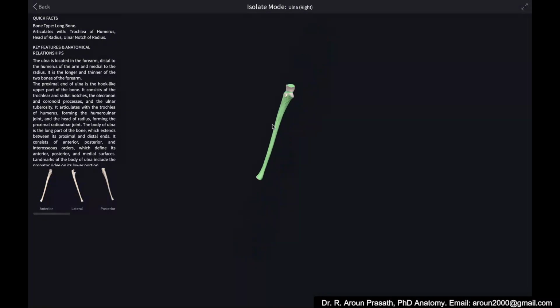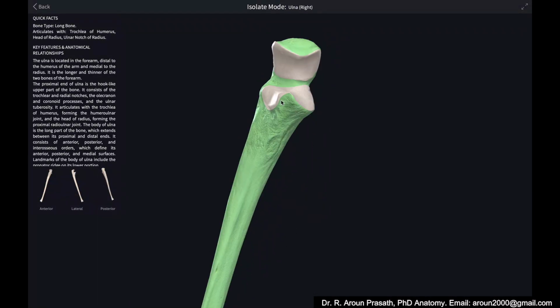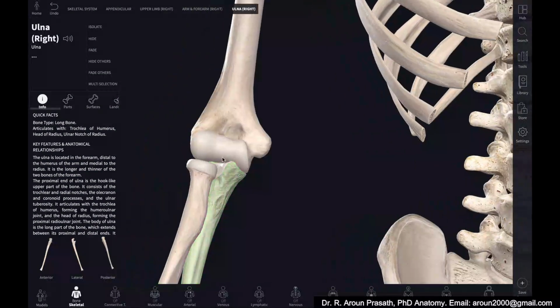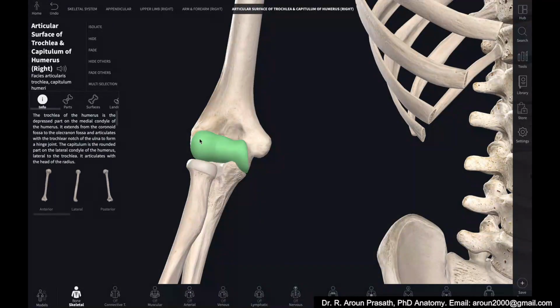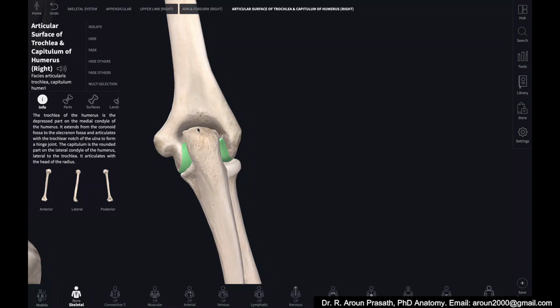The upper end of the ulna is like a hook. The hook of the ulna articulates with the trochlea, and the head of the radius articulates with the capitulum here. The olecranon fossa locks and prevents hyperextension of the elbow.